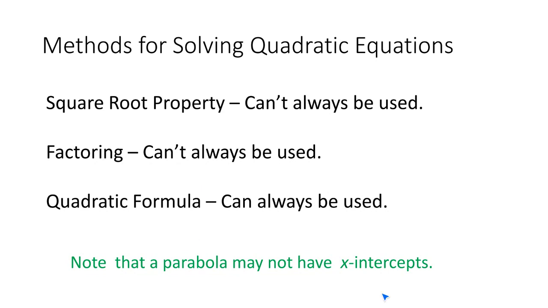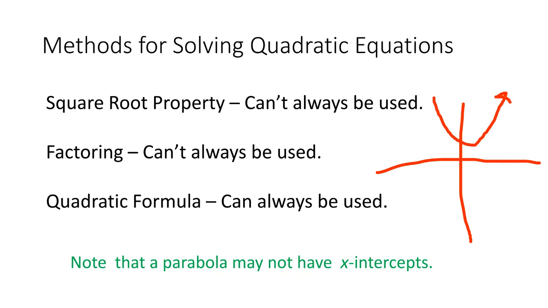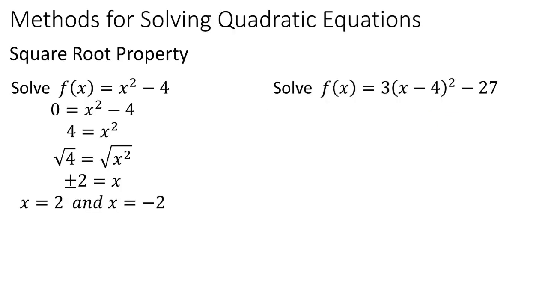Okay, and the last thing is not all parabolas have x-intercepts. In other words, you could have a parabola that looks like this, where you have your xy axis and the parabola might be up here. And so it's never going to cross the x-axis. So we would say that it has no real solution, or it could be down here. Okay, so they're not always going to cross this x-axis. All right, so let's look at some examples.